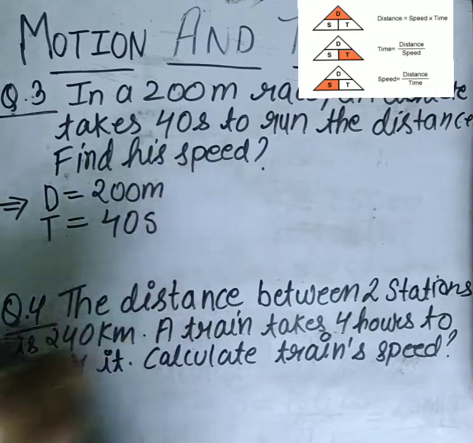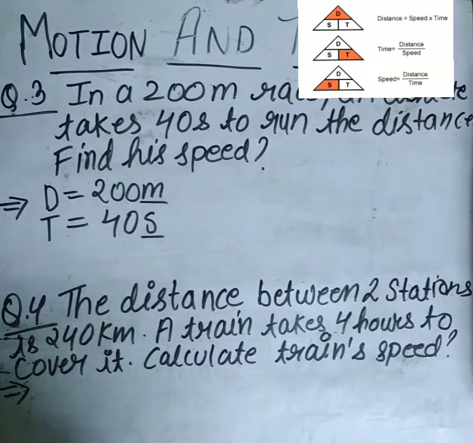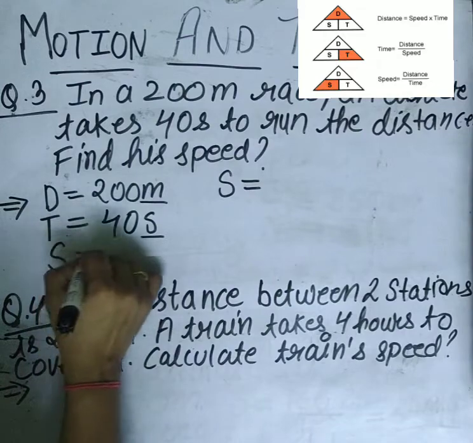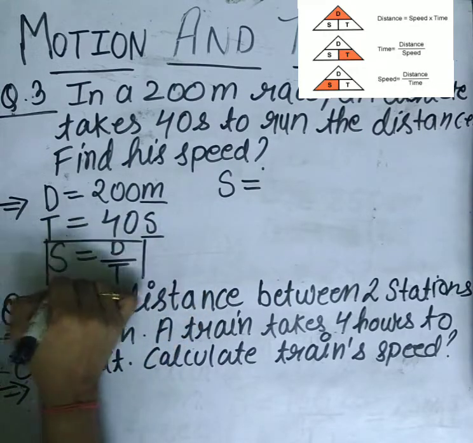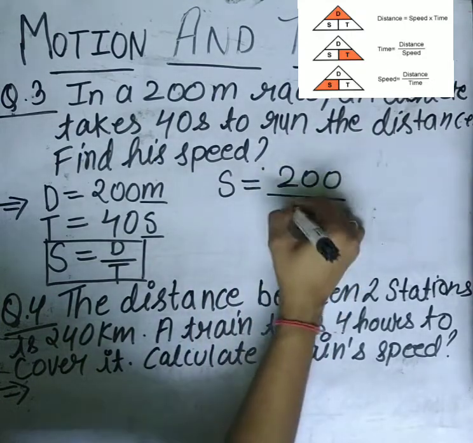seconds. So first of all we match our units. So here we have meter and here we have second. It means it's nice. We don't need to change it again. So our speed will come as, again I will write down, speed is equals to our distance upon time. This is our basic formula that we are using. So speed we will calculate here 200 upon 40.